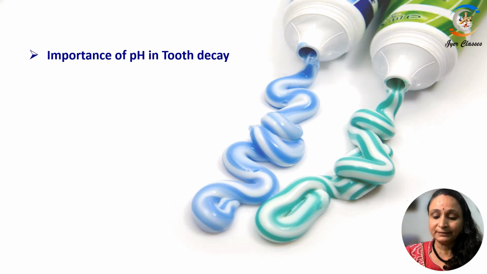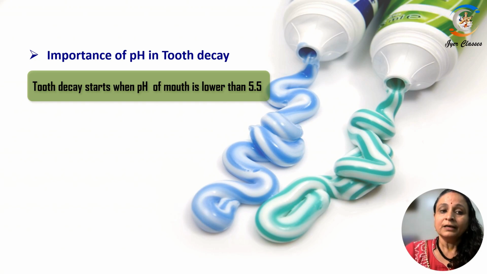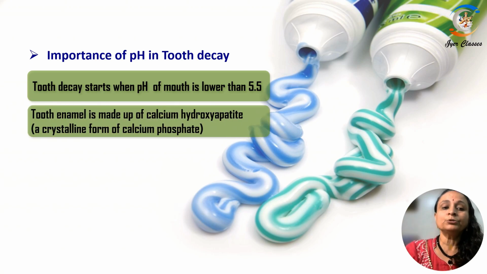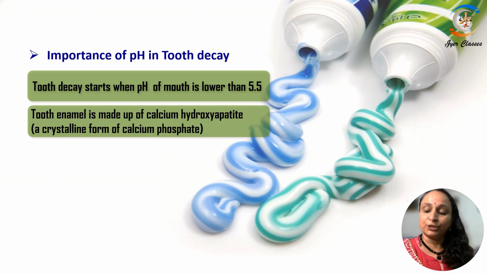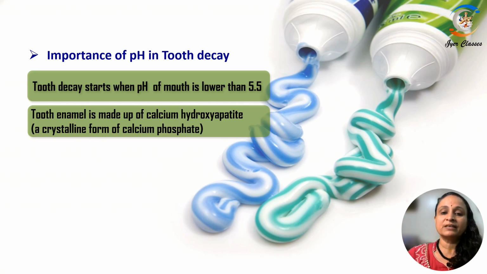How does this happen? Let's see. Tooth decay starts when the pH of the mouth is lower than 5.5, right? Now, the tooth enamel is actually made up of a crystalline form of calcium phosphate. It is called calcium hydroxyapatite. This is a crystalline form of calcium phosphate, a very, very hard substance, and this coating makes teeth one of the hardest substances.